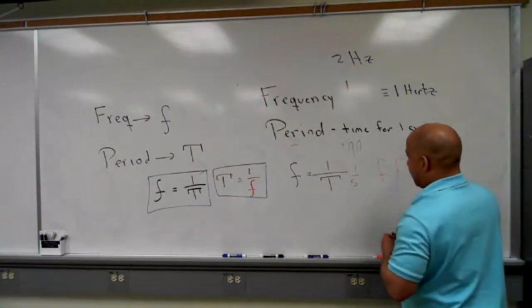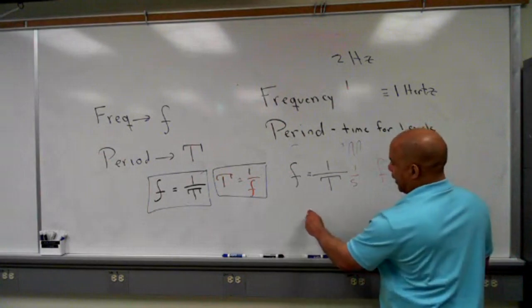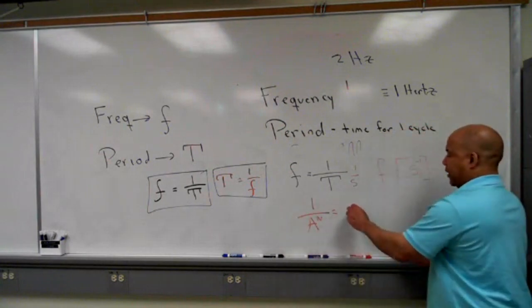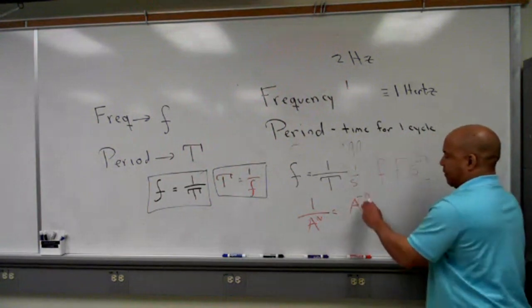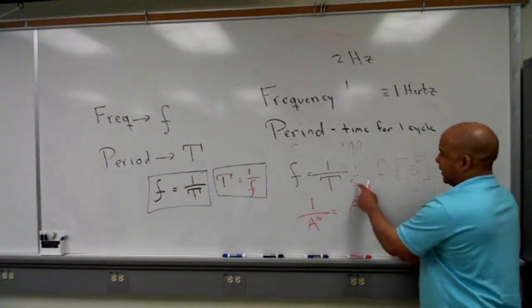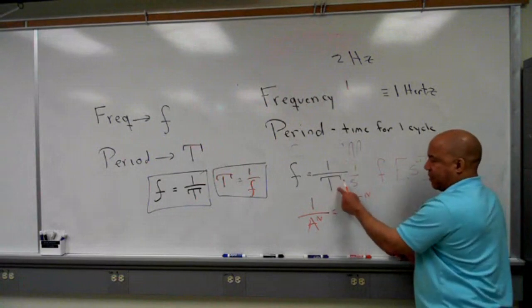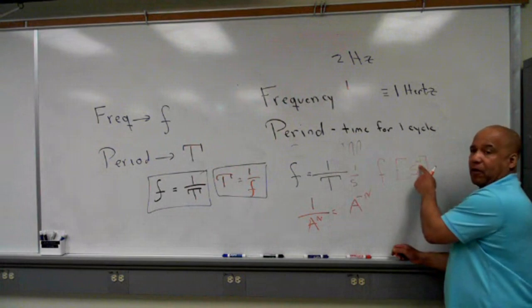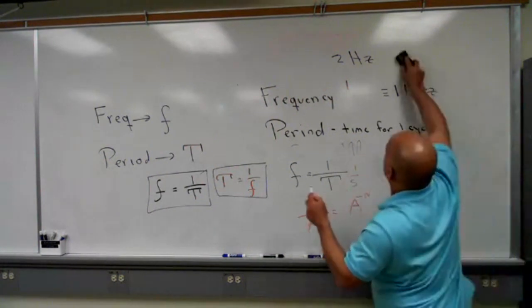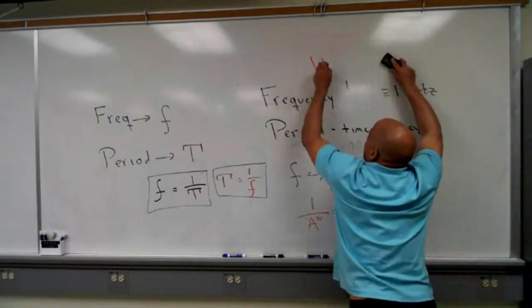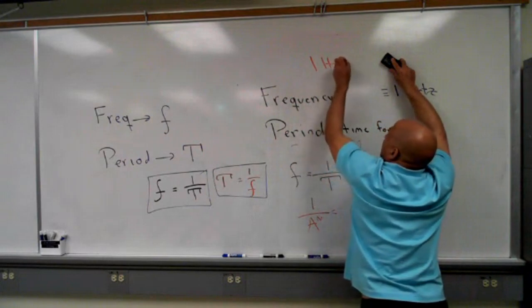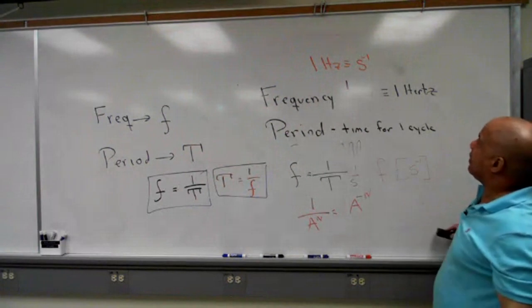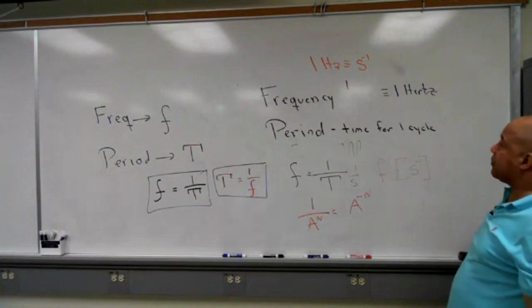Now, how did I get -1? Well, you remember in your math class, if I have 1 over a to the n, I can bring that up and put it in the numerator if I make the n negative. So that's what I did. If I have 1 over time in seconds, if I do the division and bring that up, that's what I call an inverse second. Well, 1 hertz is equivalent to an inverse second. So that's another way to think of it, an inverse second or 1 over seconds.